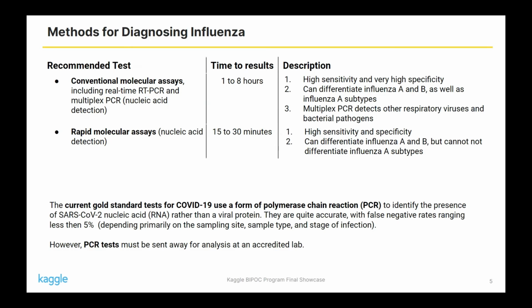The current gold standard for testing influenza cases is by using PCR tests. They are quite accurate, with a false negative rate of less than 5%. However, PCR tests must be sent away for analysis at an accredited lab. This increases the lead time for diagnosis.